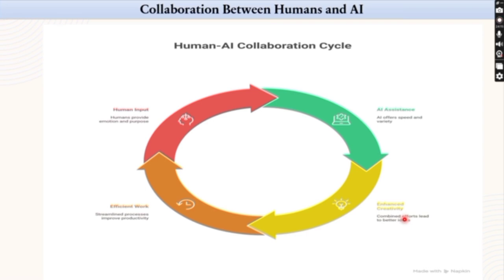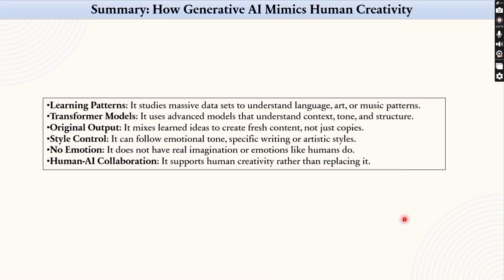Now let's summarize what we learned in this particular video. Generative AI studies massive datasets to understand language or music patterns. Generative AI uses advanced models like transformer models that understand context, tone, and structure. Generative AI outputs a mix of learned ideas to create fresh content, not just copies from the training data. Generative AI can follow emotional tone, specific writing, or artistic styles. Generative AI does not have real imagination or emotions like humans do. And generative AI supports human creativity rather than replacing it.